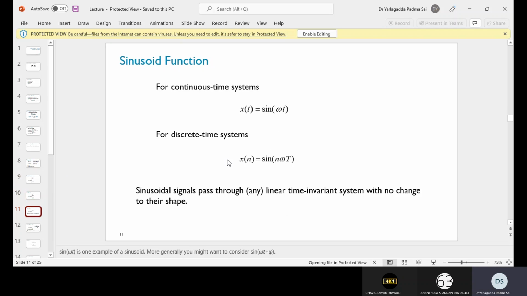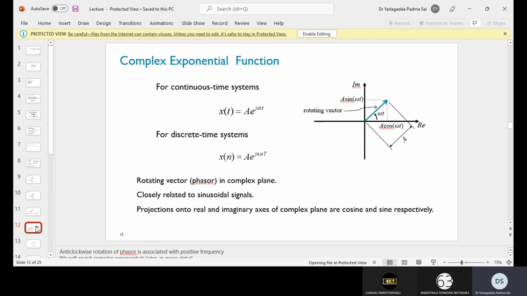Now coming to sinusoidal, x of t equal to sin omega t. In the case of discrete, I already mentioned t is replaced by nT, capital T is the sampling period. Now in terms of complex exponential, you are having some complex exponential signal also, x of t equal to A e power j omega t. It is a continuous signal. In terms of discrete, A e power j n omega T.